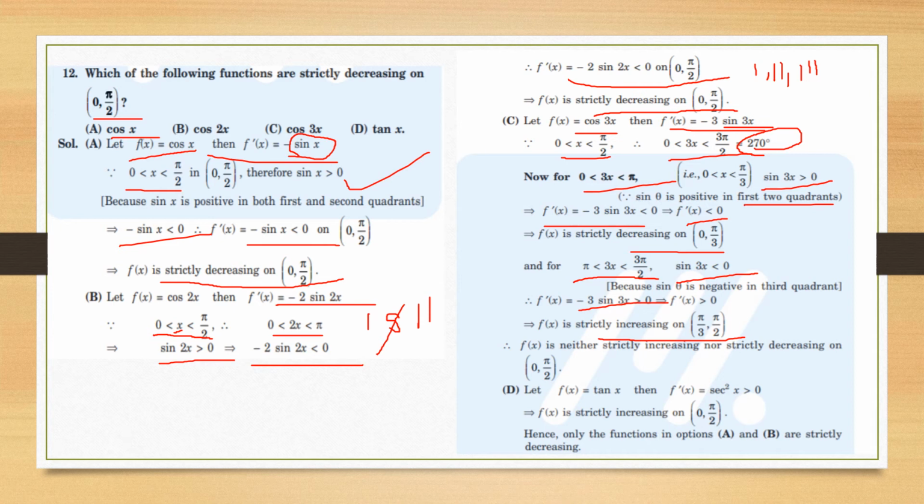So my function is neither strictly increasing nor strictly decreasing on 0 to pi by 2. Halfway the behavior is different, so it is neither strictly increasing nor strictly decreasing.